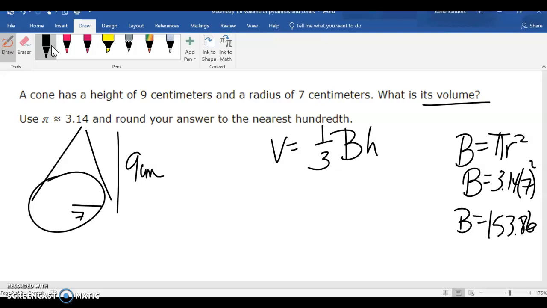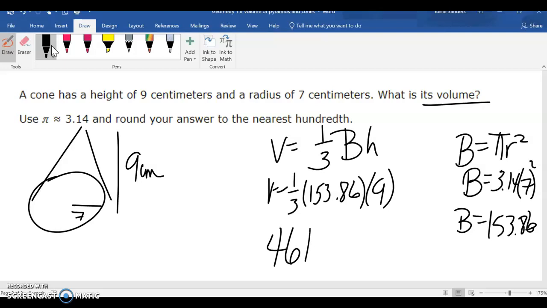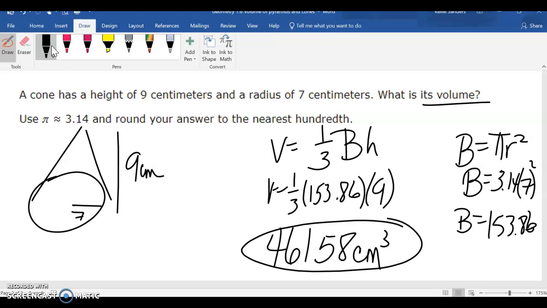153.86 times 9, divided by 3, 461.58 centimeters cubed.